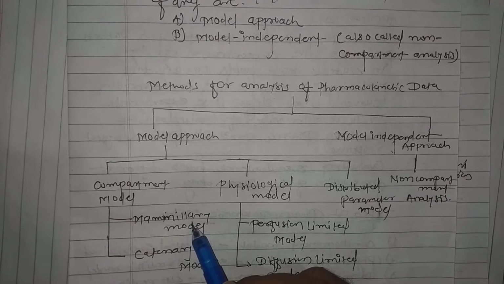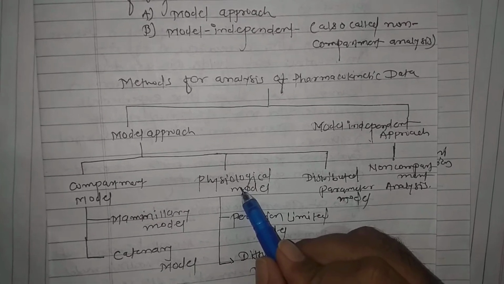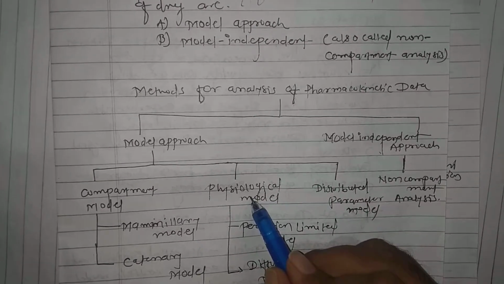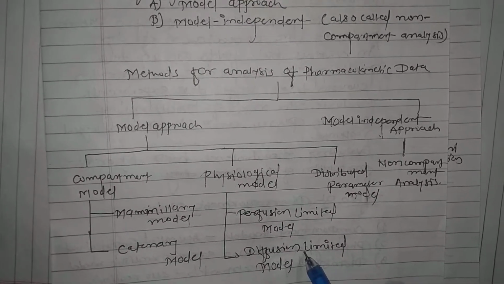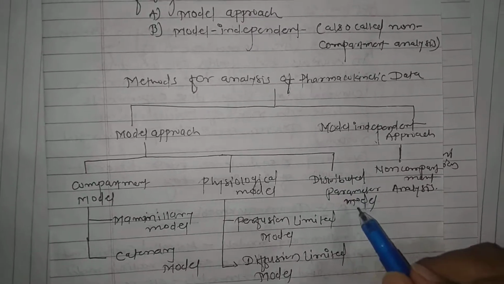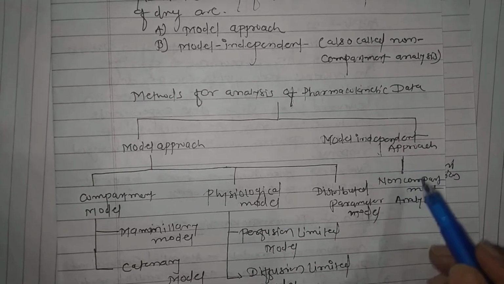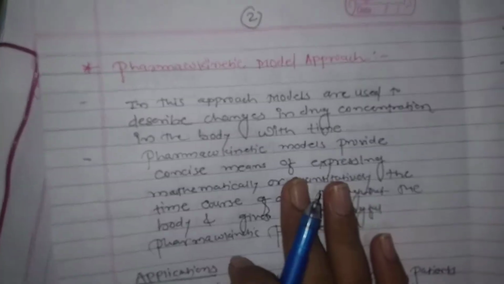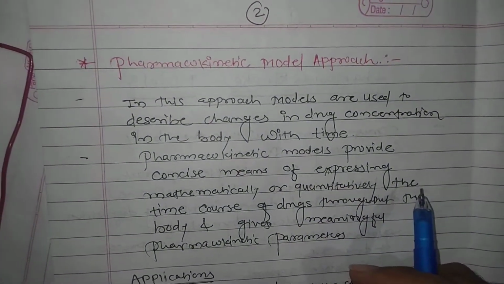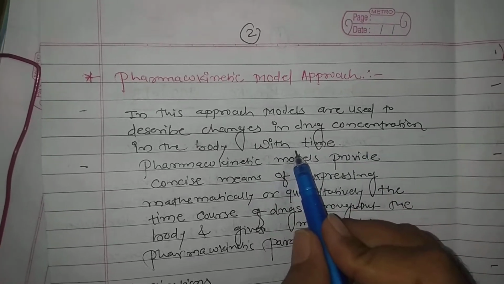Later we will discuss in detail what the mammillary model and catenary model are. The physiological model is totally based upon physiological conditions: the perfusion limited model and the diffusion limited model. Next, the distributed parameter model and the model independent approach, or simply non-compartment analysis. First of all, we will discuss the pharmacokinetic model approach. In this approach, models are used to describe the changes in the drug concentration in the body with respect to time.